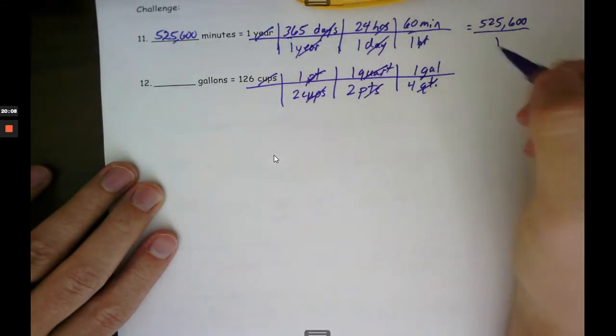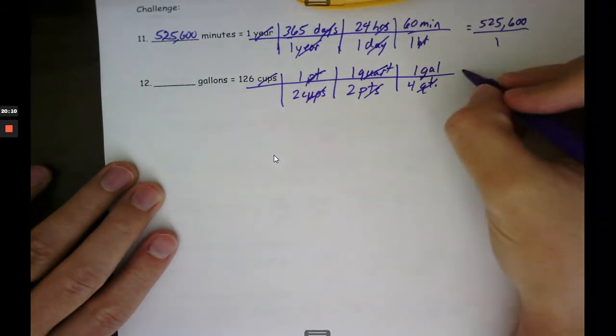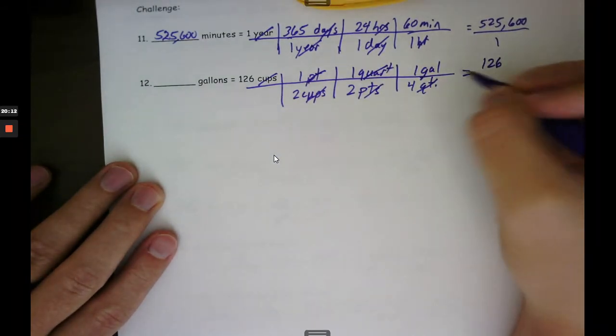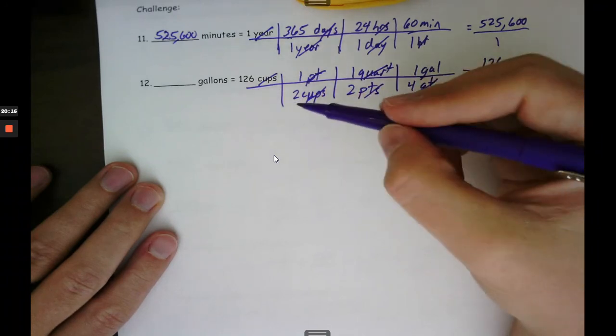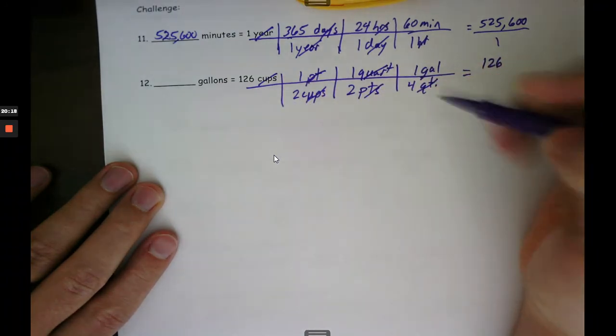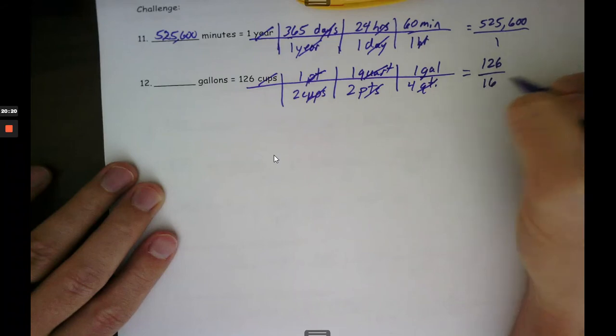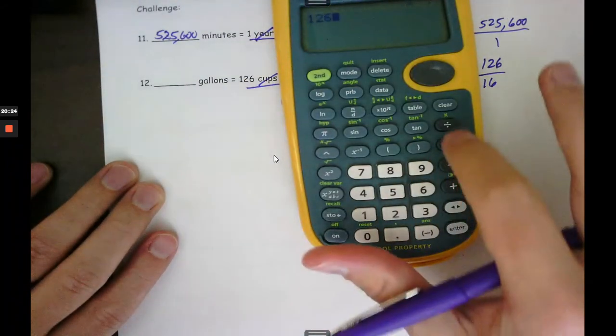So the final thing that I need to do here is multiply across the top, which is 126, because I'm multiplying everything by 1 times this initial 126. And on the bottom, I have 2 times 2 times 4, which is 16. And then we divide that out. 126 divided by 16.